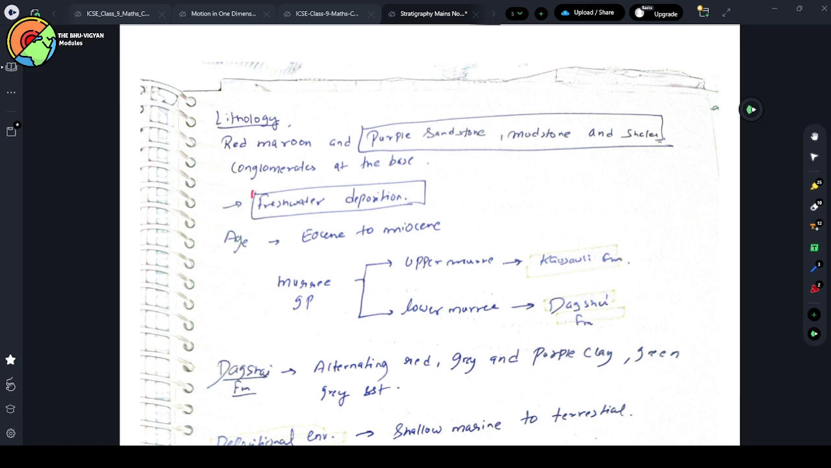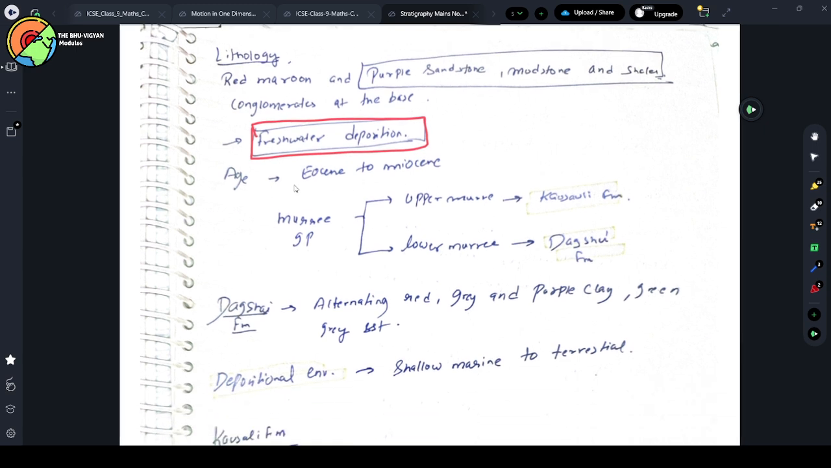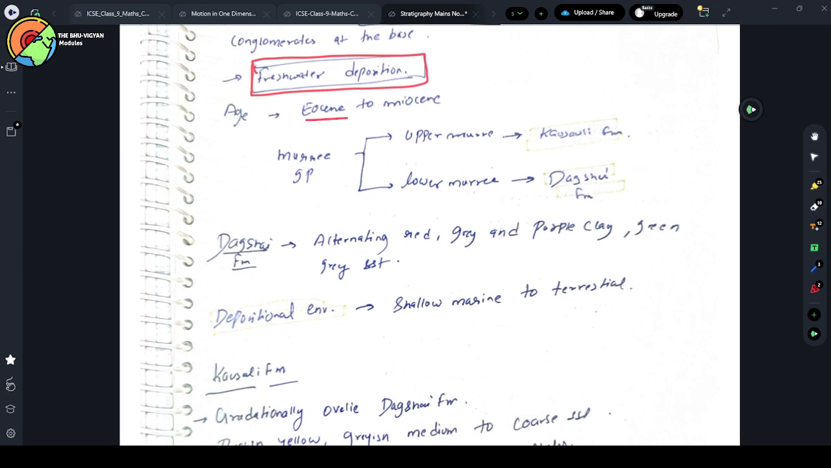Okay, it is freshwater deposition. This is important. This is freshwater deposition, and the age is Eocene to Miocene. The Muri group is divided into two formations. The lower Muri is known as Dakshahi formation, and the upper Muri is known as Kasoli formation.